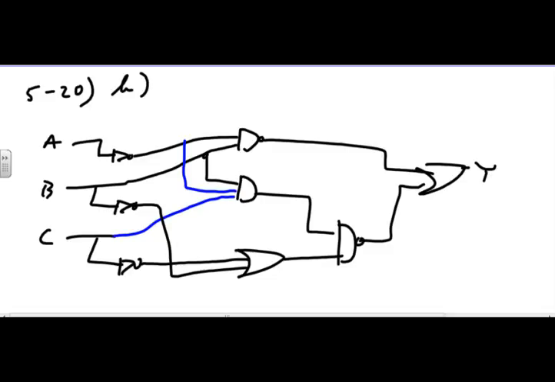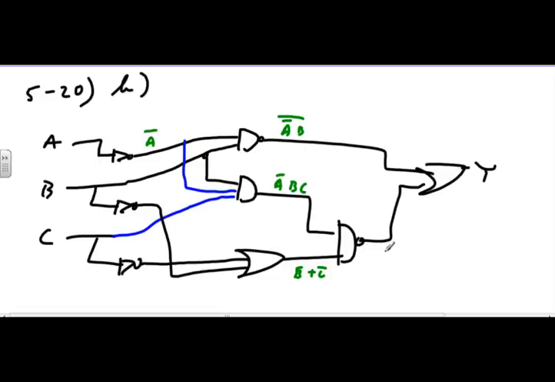Okay, so I got an A naught there. I've got an A naught B naughted there. I've got an A naught B C sitting there. I've got a B naught or C naught sitting there.